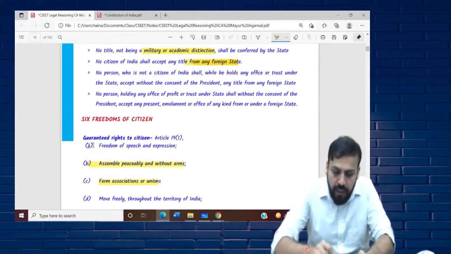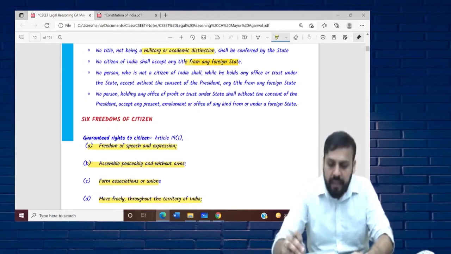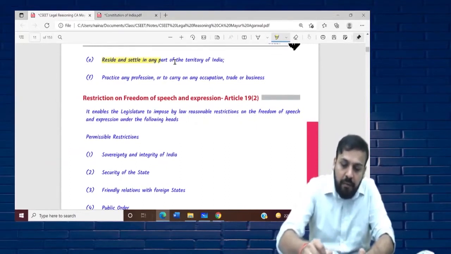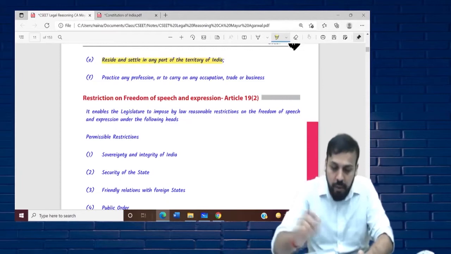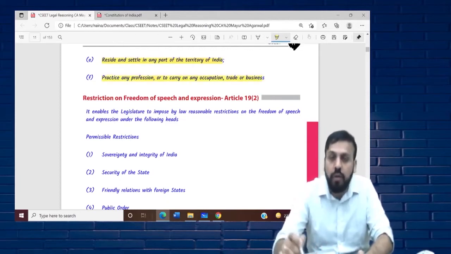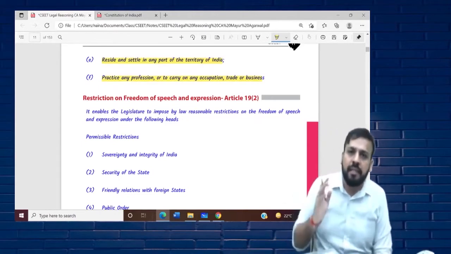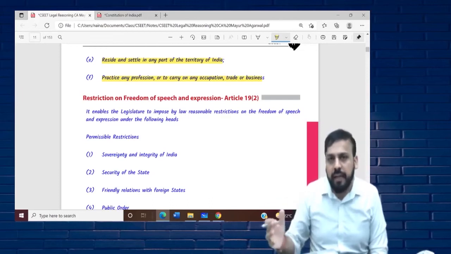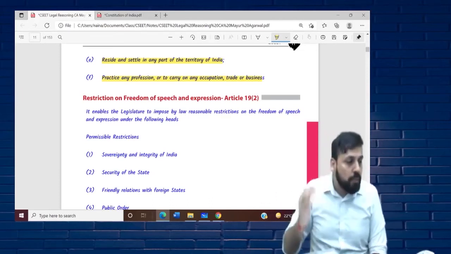Then, forming unions for your welfare. Can you come together and form a union? Yes. Move freely throughout the territory of India. Can you travel to any part of the country? Can anyone stop you from the same? The answer is no. Can you settle in any part of the country? Can you reside and take a home in any part of the country? Yes. Can you practice any profession you want to? Everyone has a right. If they want to become prime minister, they can become prime minister. If they want to do acting and become a celebrity, they can become a celebrity. No one can stop them from doing so.